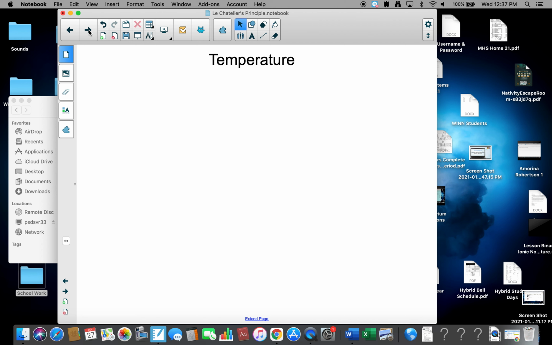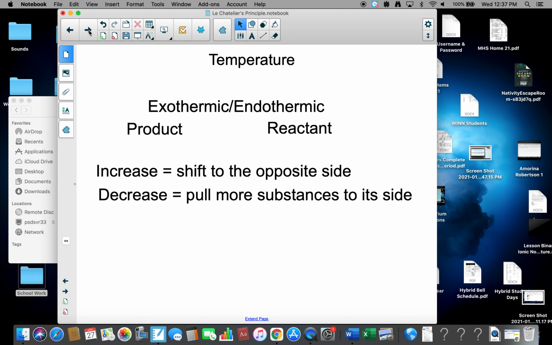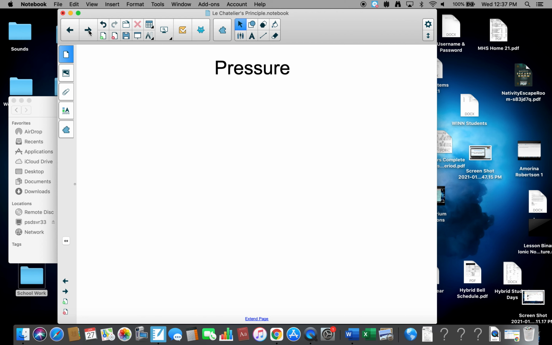Temperature. We have to understand there are 2 types of reactions in terms of temperature: exothermic or endothermic. Exothermic reactions have energy as a product. Endothermic reactions have energy as a reactant, sorry. Okay, it's the same thing. Shift to the opposite side if you increase; pull to its side if it's decreased.